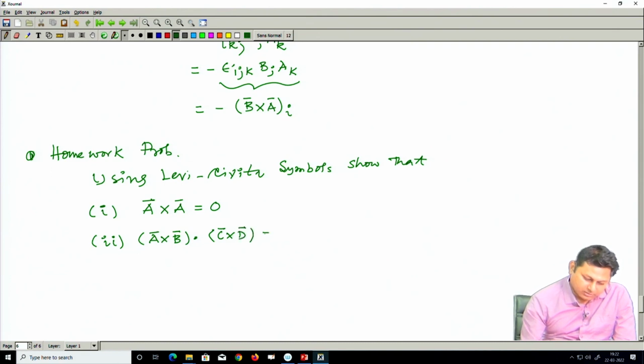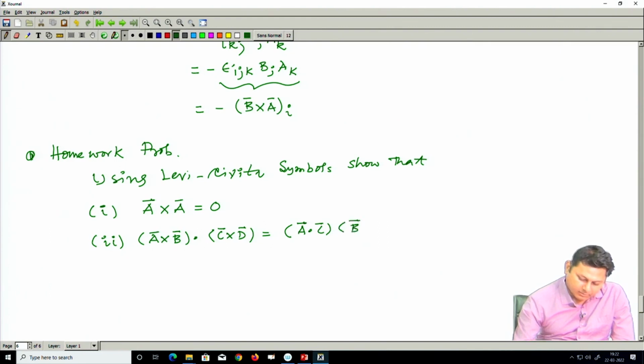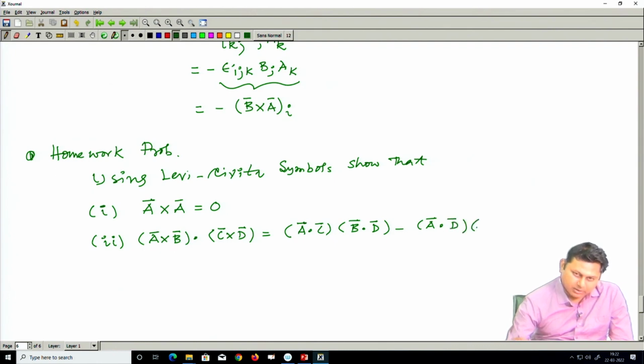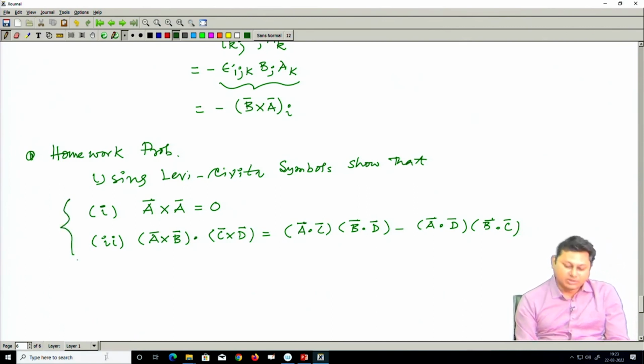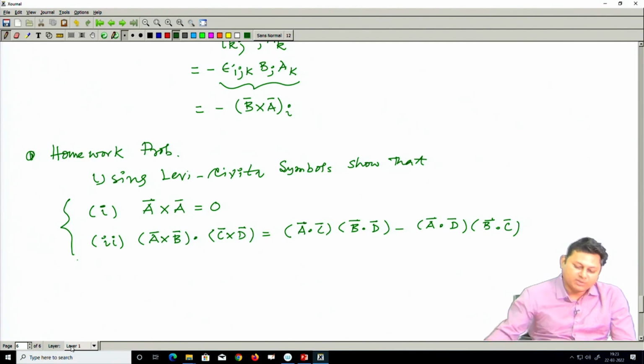is equal to, you need to prove it, A dot C times B dot D minus A dot D times B dot C. So, these two problems I would like to give you students as homework. So, I believe you can do these problems by using these symbols.